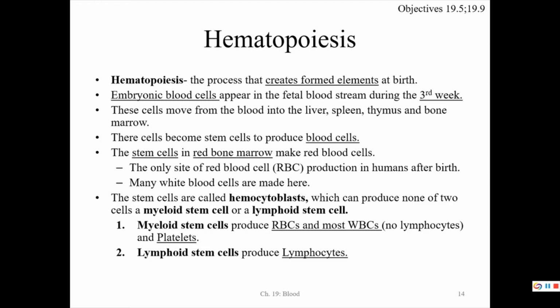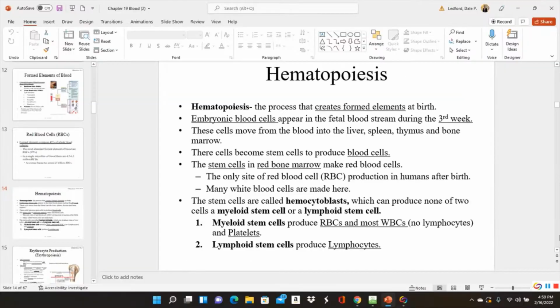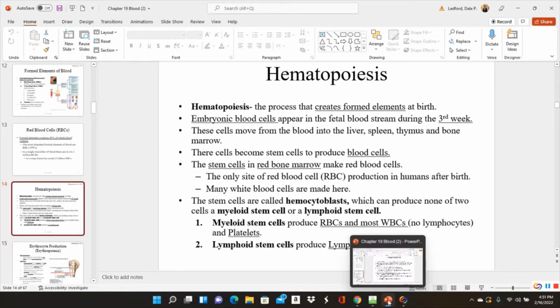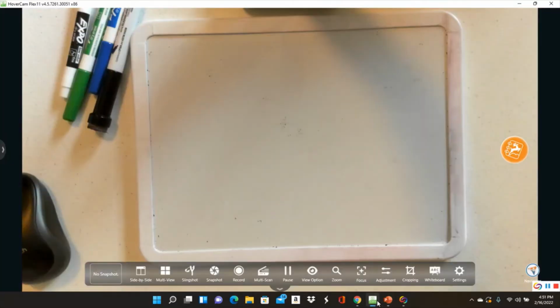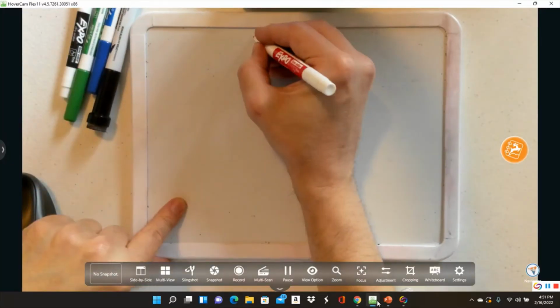Hematology, study of blood, hemato, blood. Poiesis, formation. This is the formation of blood's formed elements. The formed elements of blood are being formed here in a process called hematopoiesis. Now, what we want to talk about with hematopoiesis is basically this.